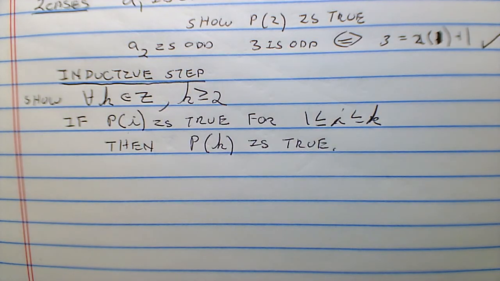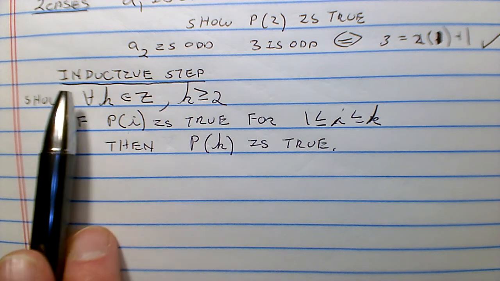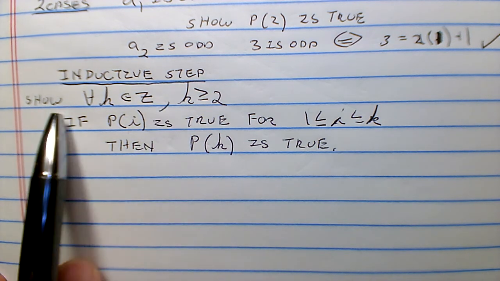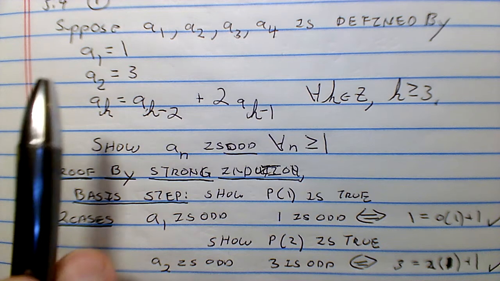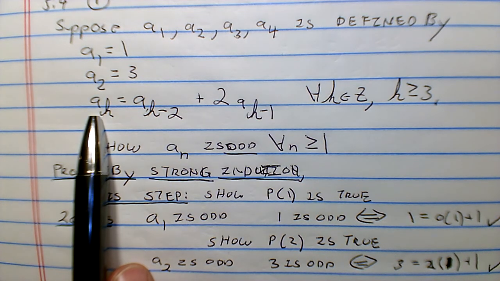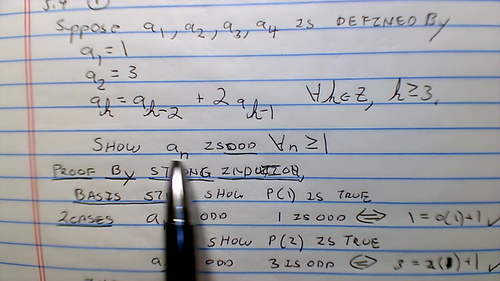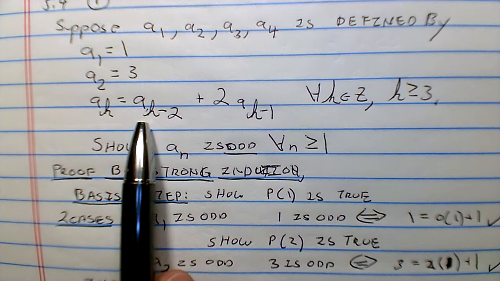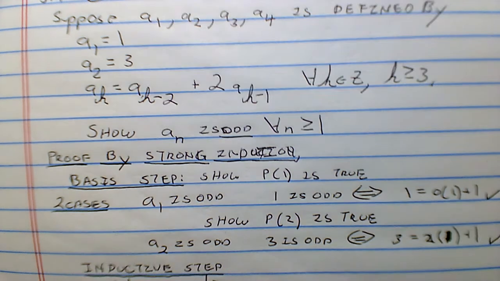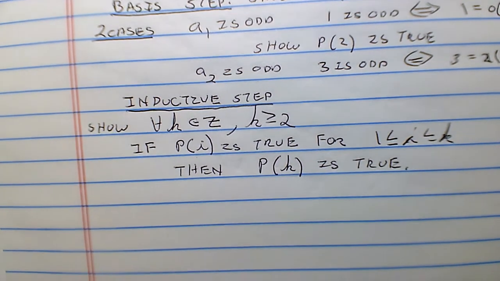Alright, you can see these proofs are kind of long, so I've split the video into two pieces. We're now ready to do the inductive step for problem number 1. Remember what we're doing is we're examining this problem and we're seeing that every one of these is odd when you add 2 times the term before it plus the term that's 2 before that.